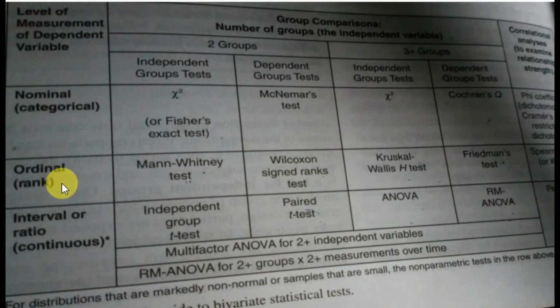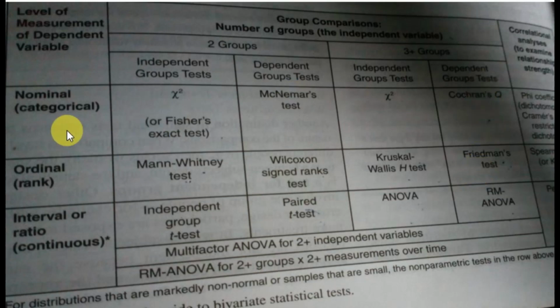Coming to the ordinal level of measurement, in case of two groups, Mann-Whitney test is used for independent groups and Wilcoxon signed rank test will be used for dependent groups. And in case of more than three groups, Kruskal-Wallis H test will be used for independent groups and Friedman's test will be used for dependent groups.